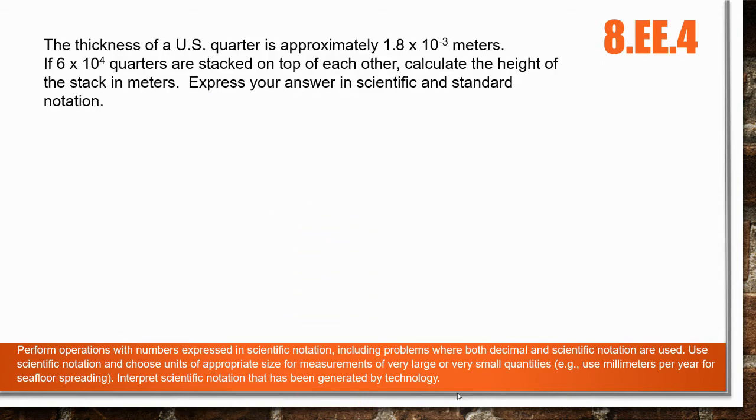All right, now let's look at a real world problem. The thickness of a U.S. quarter is approximately 1 and 8/10 times 10 to the negative 3 meters. If 6 times 10 to the 4th quarters are stacked on top of each other, calculate the height of the stack in meters. Express your answer in scientific and standard notation.